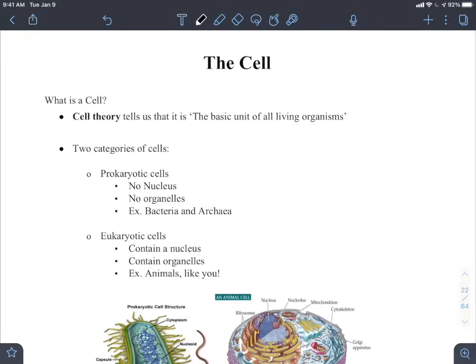Hello everybody. Today we're talking about cells. So before we get into the larger domains and kingdoms, we need to talk about what is the major dividing line between some of the major groups of organisms on Earth. And that comes down to the cell.